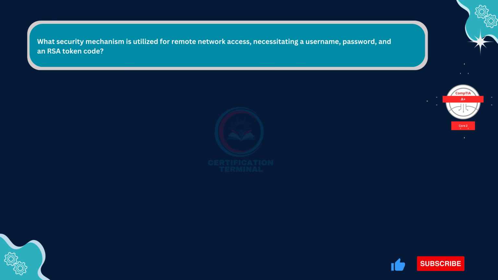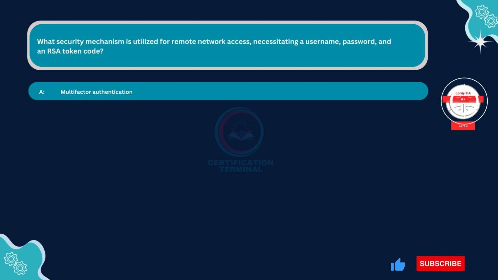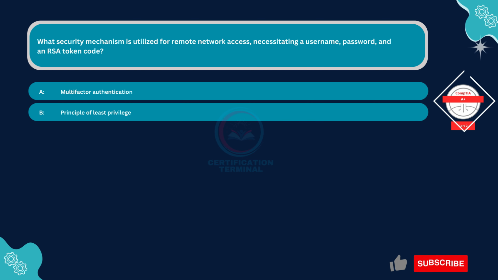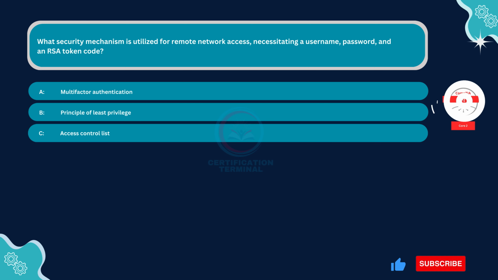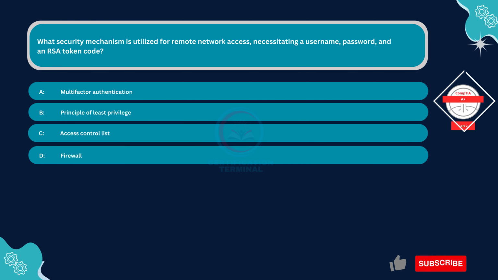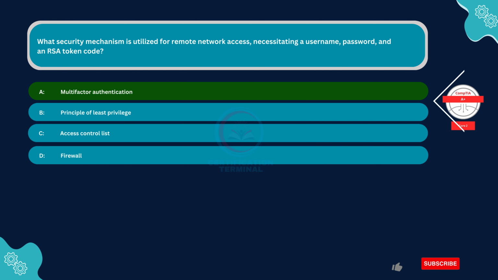Next question. What security mechanism is utilized for remote network access, necessitating a username, password, and an RSA token code? Option A, multi-factor authentication. Option B, principle of least privilege. Option C, access control list. Option D, firewall. The correct answer is option A, multi-factor authentication.